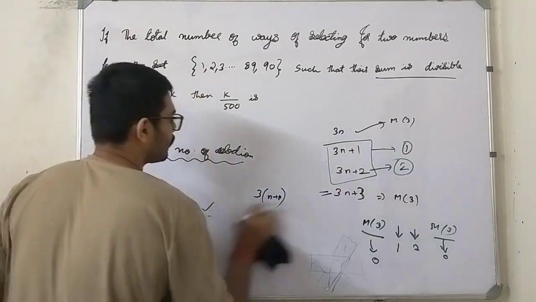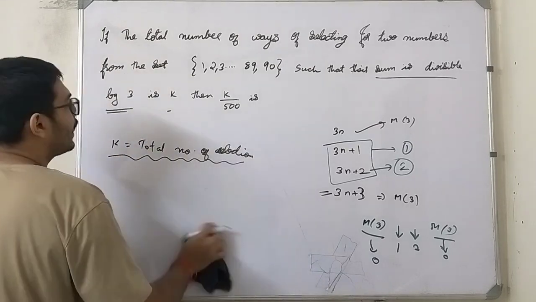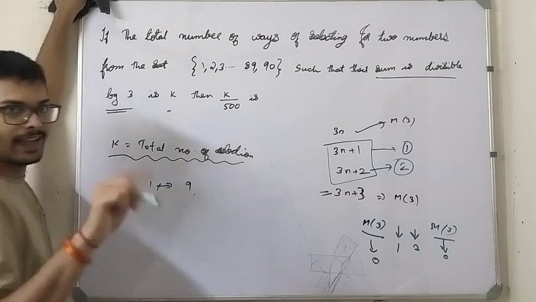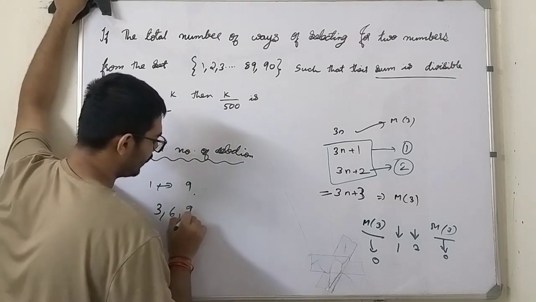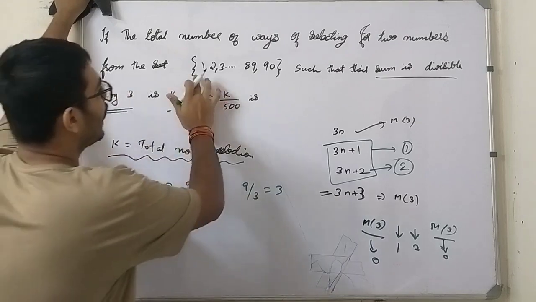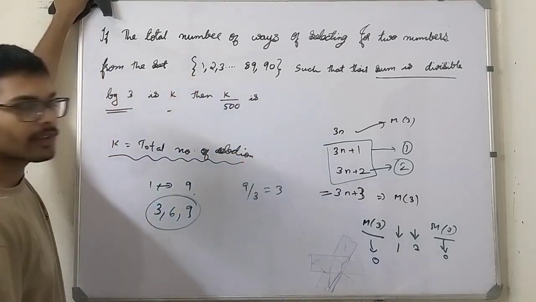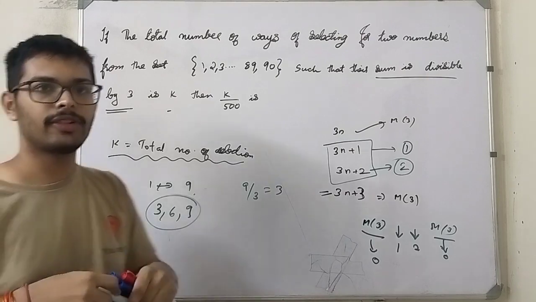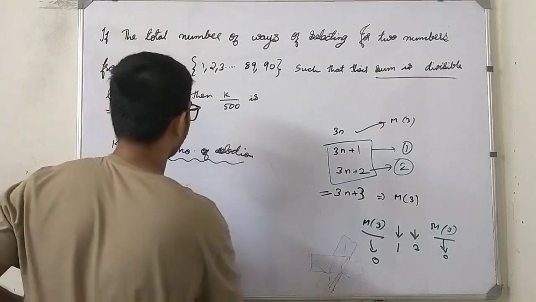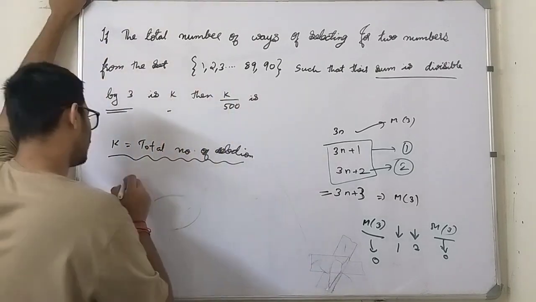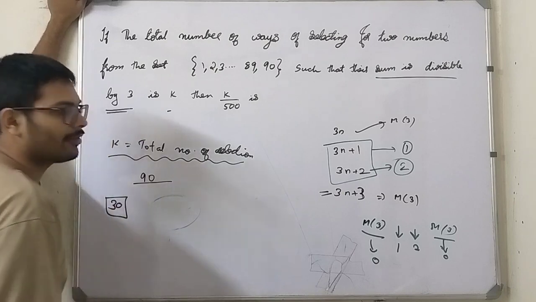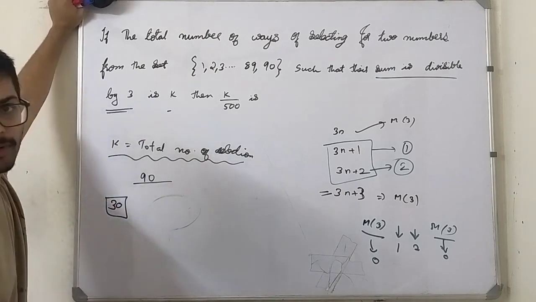Now the idea is, if you take numbers 1 to 9, how many multiples of 3 are there? 3, 6, 9. Which means 9 divided by 3 is 3 multiples. If you take numbers from 1 to 90, how many multiples of 3 will be there? 90 divided by 3. Which means among these 90 numbers, 30 numbers will be a multiple of 3.